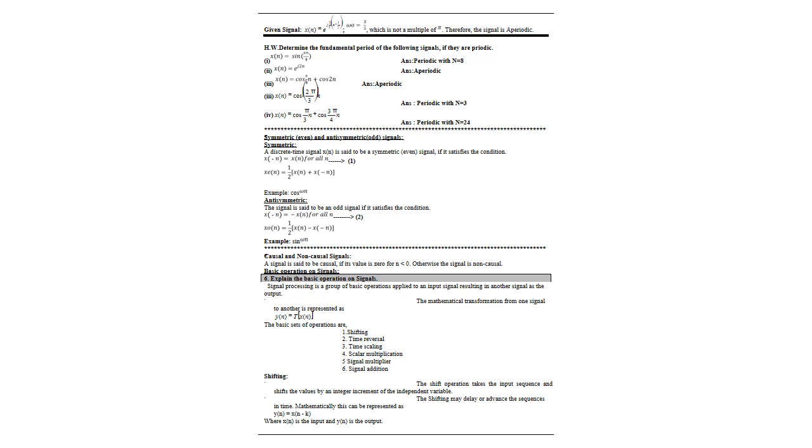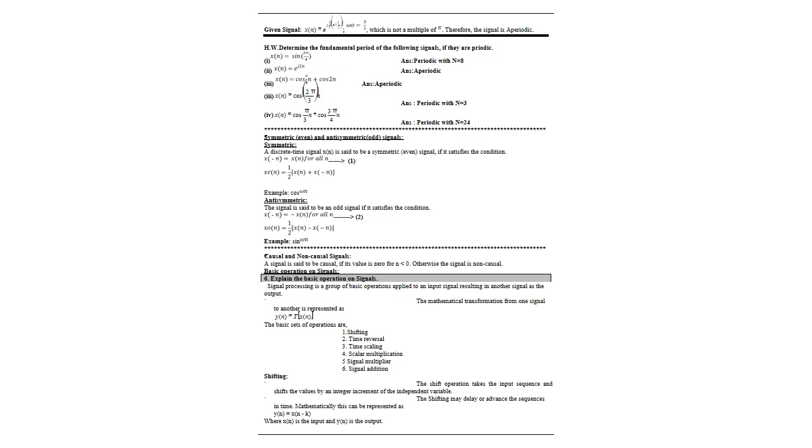Next we are going to see about the causal and non-causal. So the signal is said to be causal if the value is 0 for n less than 0. Otherwise it will be a non-causal signal. For signal processing, we have a group of basic operations. That will be represented as y of n is equal to T of x of n. So the basic set of operations are shifting, time reversal, time scaling, scalar multiplication, signal multiplier and signal addition.